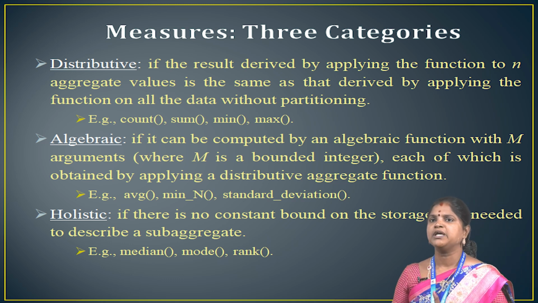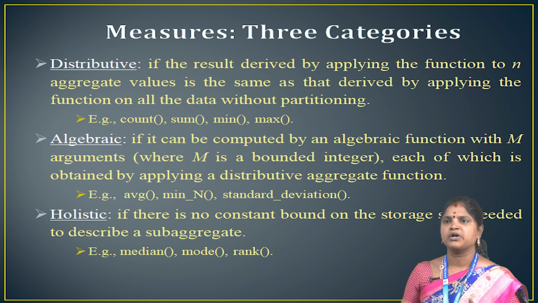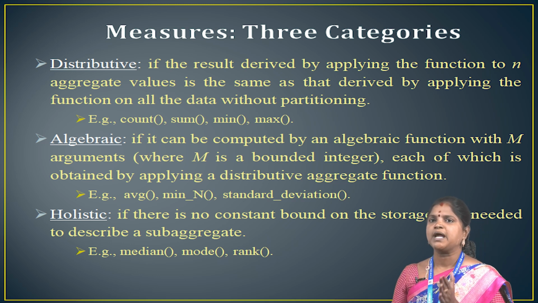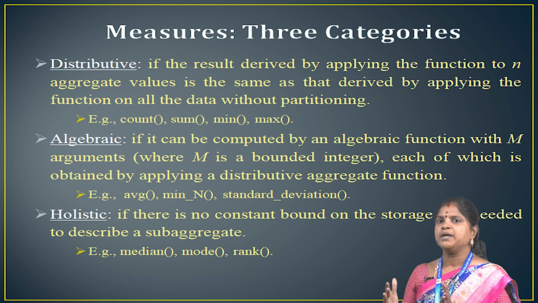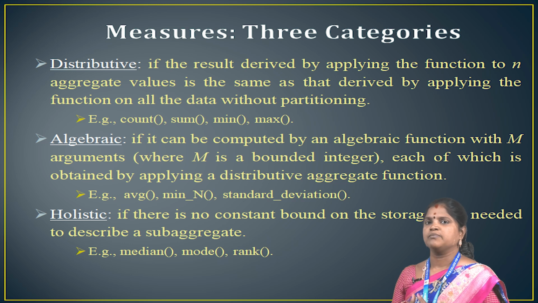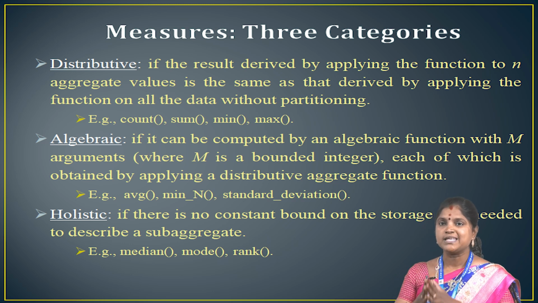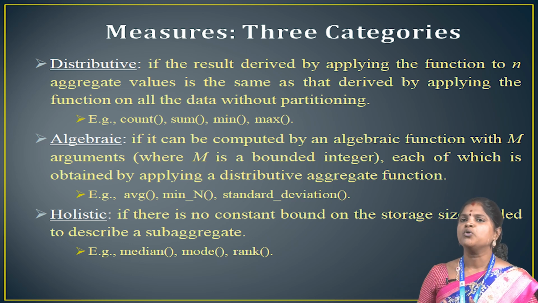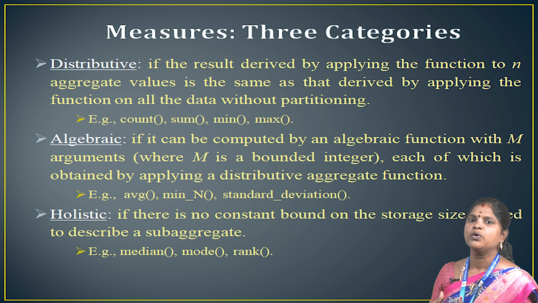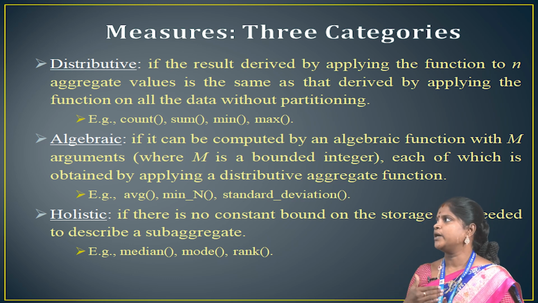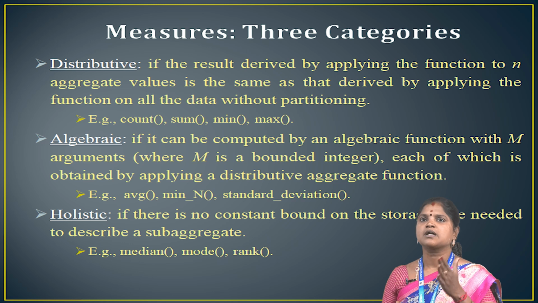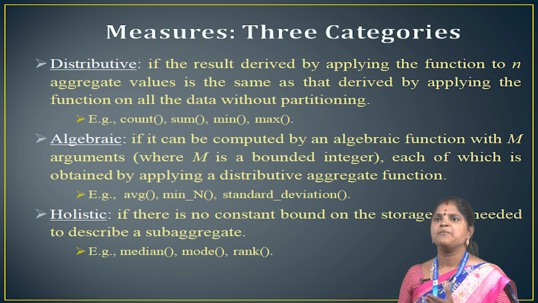Algebraic, if it can be computed by an algebraic function with m arguments, each of which is obtained by applying a distributive aggregate function. Examples: average, min N, standard deviation. Holistic, if there is no constant bound on the storage size needed to describe a sub-aggregate. Examples: median, mode, rank. Next is the concept of hierarchy, dimension, location.